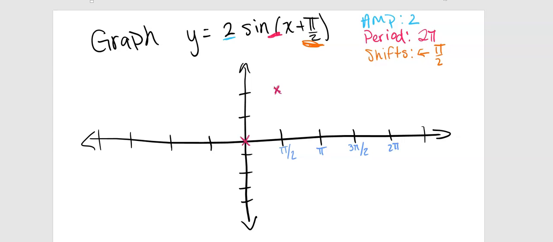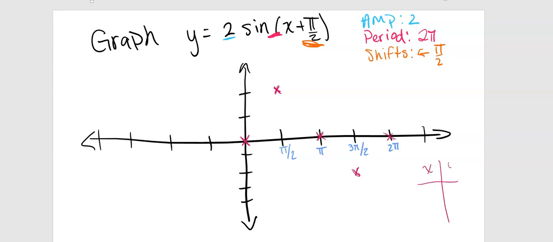Really bad labeling here. Go over pi, we're back to 0. At 3 pi halves, we go down 2 units. This is not the most even graph. And then we go back to 0 at 2 pi. So those pink x's are my key points.